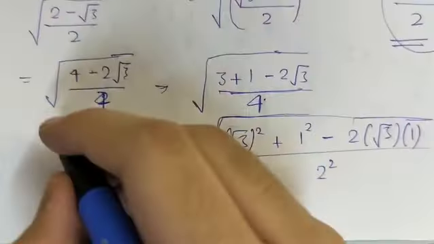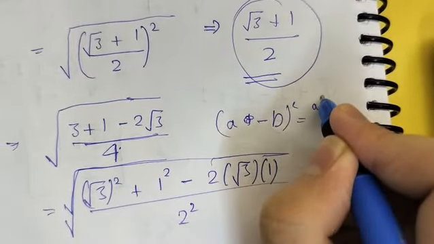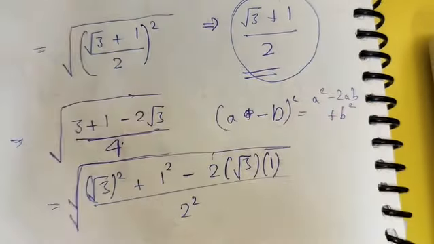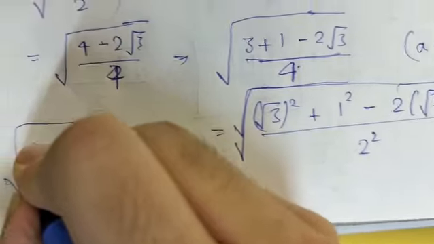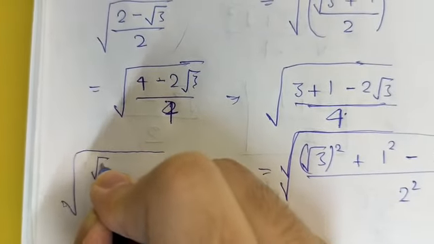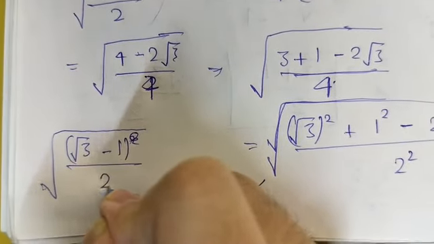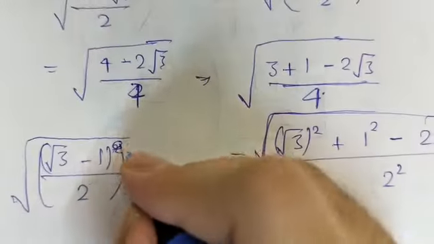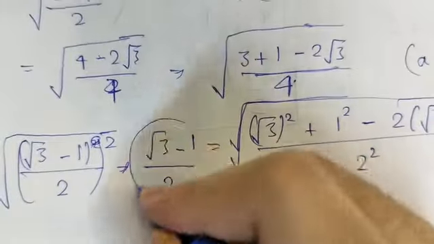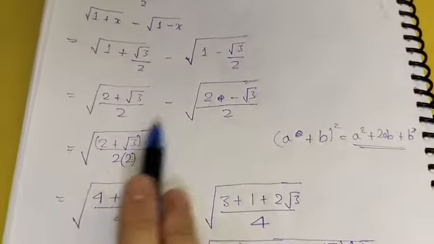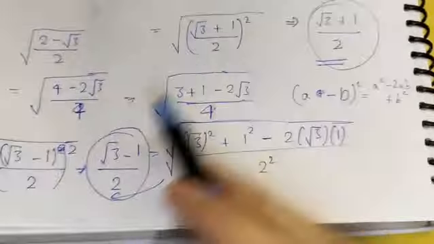And we know that here we are using the identity of a minus b whole squared, a squared minus 2ab plus b squared. Now we can further simplify this as root 3 minus 1 upon 2 whole squared, because of the 2 squared. Simplifying this we get root 3 minus 1 upon 2. Now we have simplified both expressions of the original question, so we just have to subtract them and we get the answer.